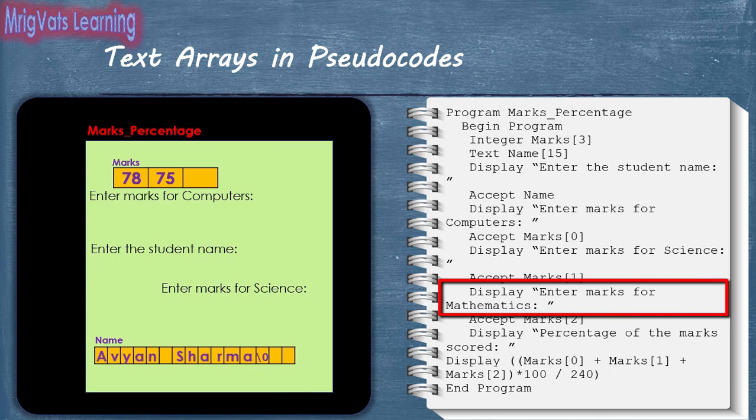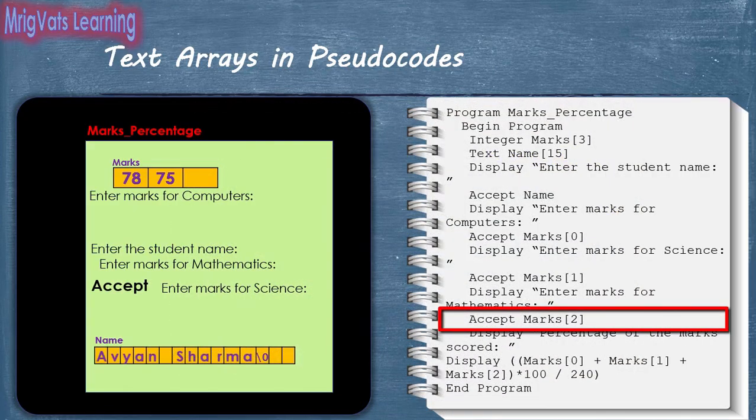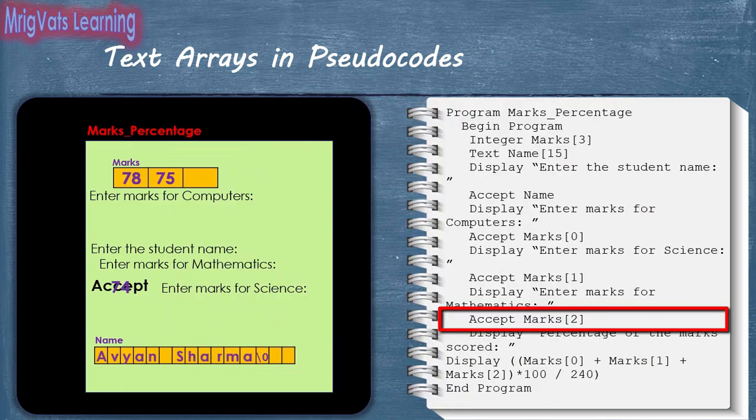When the next display statement is run, the program writes the "Enter marks for mathematics" text in the memory allocated for the program. The display statement takes the text as an input and displays it on the virtual display board. When the accept statement is run, the program waits for the user to enter a value. As soon as the user enters a value such as 74, the accept statement takes it as an input and stores the value in the third element of the marks array.